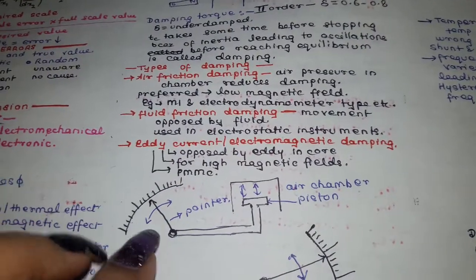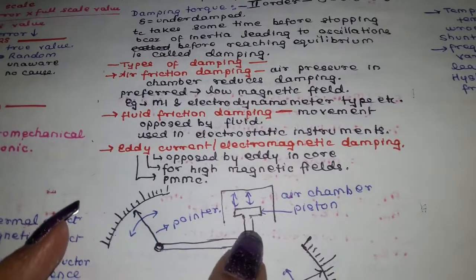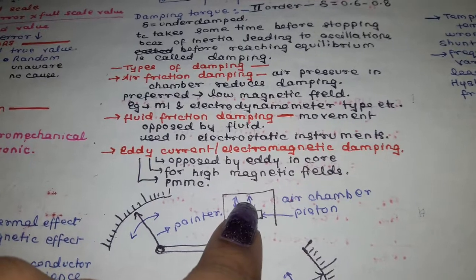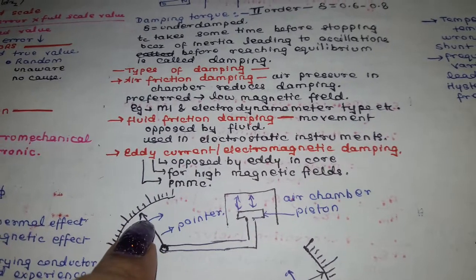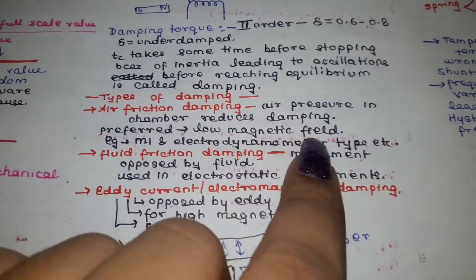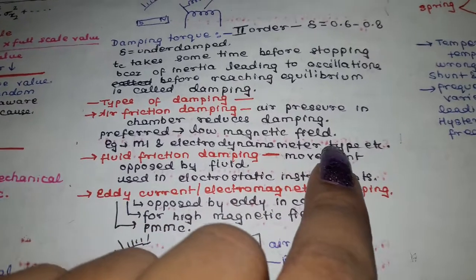In the air friction method, the piston attached to the pointer is surrounded by an air chamber. Here air provides friction for the pointer oscillation. This method is good where the magnetic field is low. Examples are moving iron and electrodynamometer type instruments.